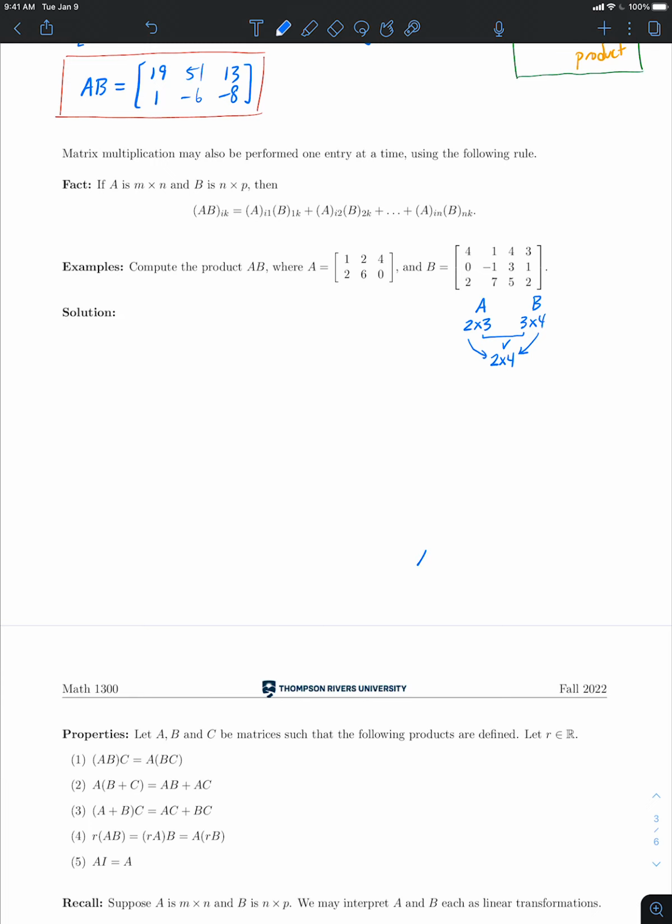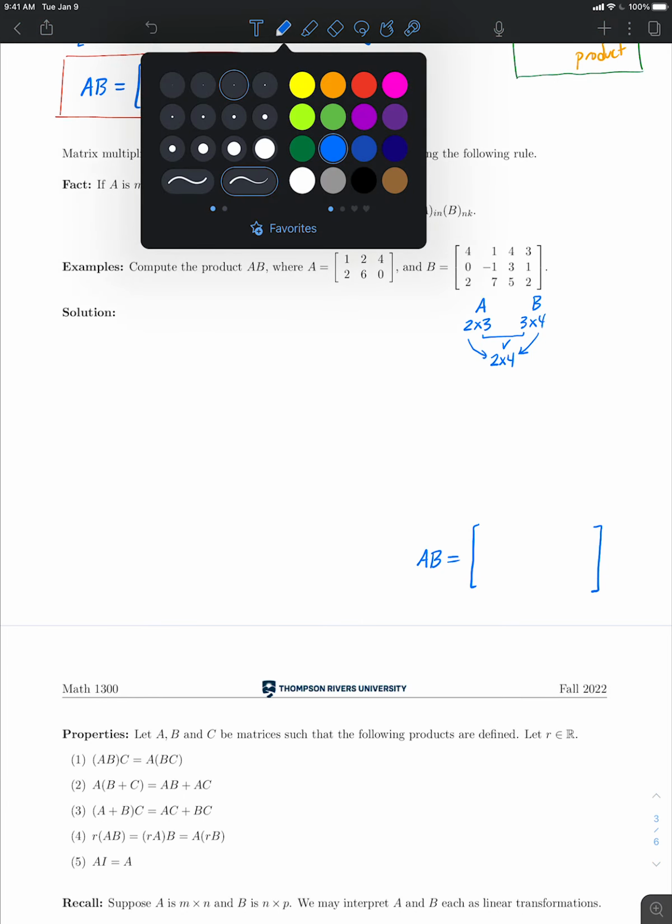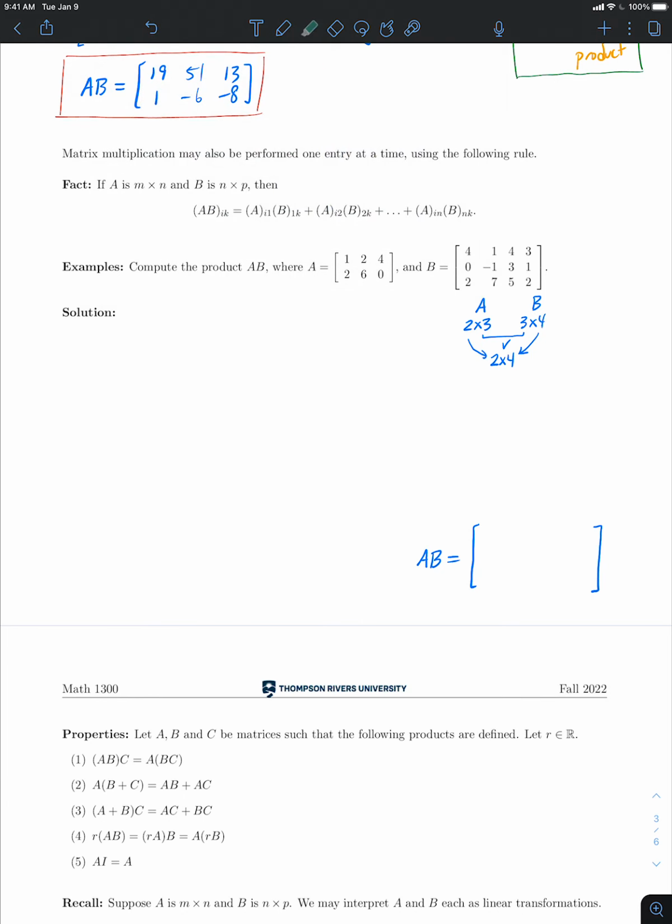So down here, I'm going to leave enough room for a 2 by 4 matrix. And we're going to compute the entries one by one. For the first couple, I'm going to use some highlighting just to make it a little easier to pick up on exactly what's happening. So let's say I want to compute the entry that goes right here: the entry that's in the first row of AB and the first column of AB.